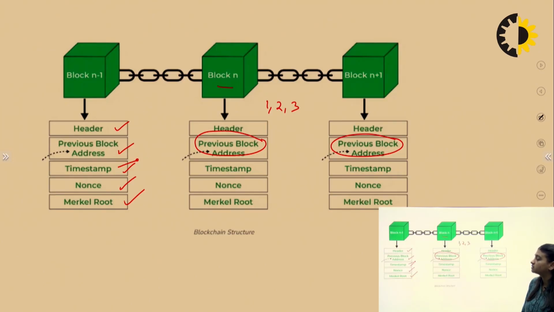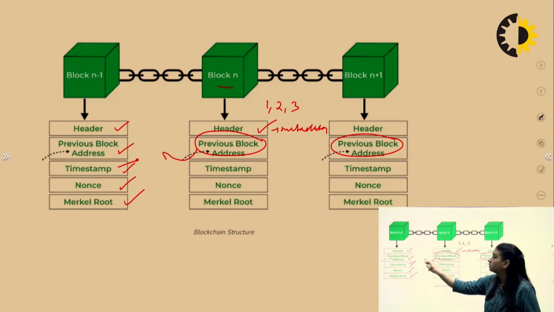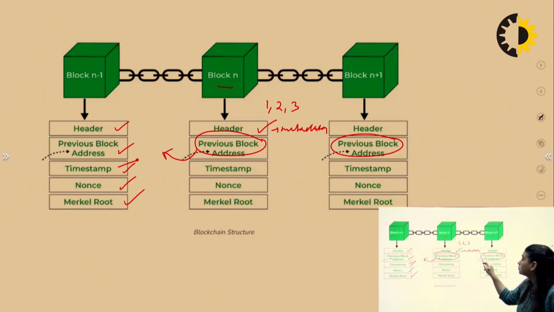So we have discussed the blockchain structure. We have blocks that are associated with each other by storing the hash value of the previous block. We have these components in a block, like the header, which contains metadata, because it is not feasible to store all the information all the time. Then it has the previous block address, it stores the hash value of the previous block, that is block n, then it has its timestamp.